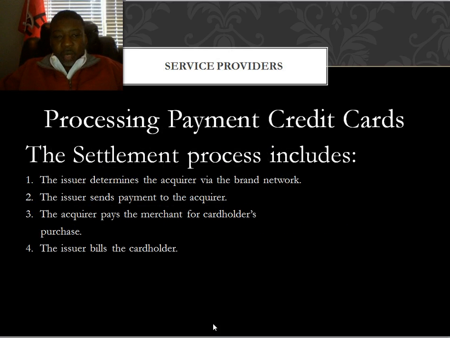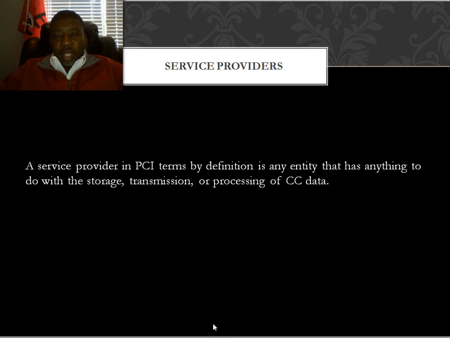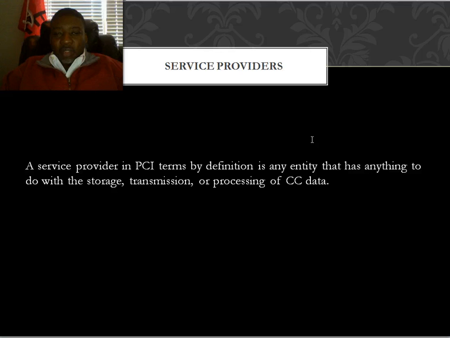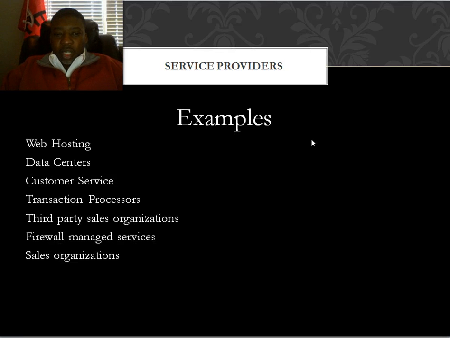And the last thing we want to talk about in this high level presentation are service providers. These are people who have anything to do with the processing, transmitting, or storing credit card data. So for instance, in that last example, what if during this process you're online? Or what if during this process the salesperson is over the telephone? Well, that would be considered a third-party service provider. So let's talk about them.